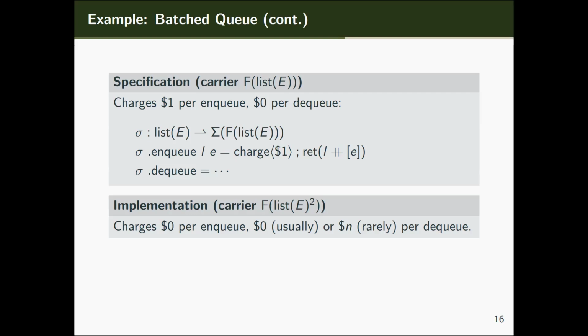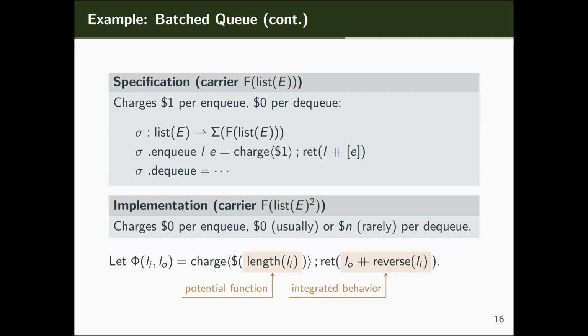So you might ask, can I give a coalgebra morphism? And the answer is yes. So the coalgebra morphism now takes in the state, which is the pair of the inbox list and the outbox list. And it does two things. First, it gives what is traditionally known in amortized analysis as the potential function. So it charges the length of the input list dollars. And that's the classical notion of potential function. But it also integrates the behavior. So we have to say how the behavior of the specification connects back to the behavior of this efficient implementation. And the way it works is, well, if you took the output list and appended the reversed input list, that would match up with what the specification was doing.